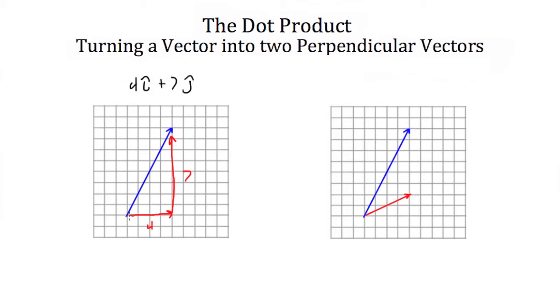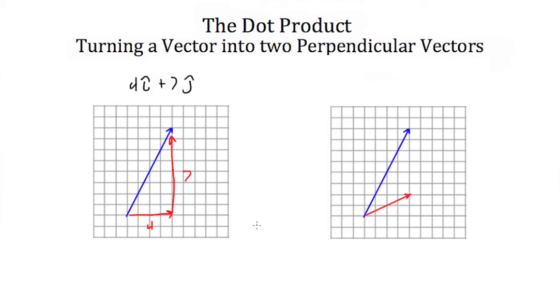This vector doesn't actually move 4 to the right and then up 7. But over its entire length, it does this. And it actually moves in this diagonal. So what we've done is we've taken this vector and we've turned it into two different vectors that are perpendicular.